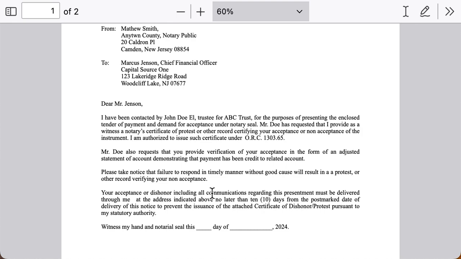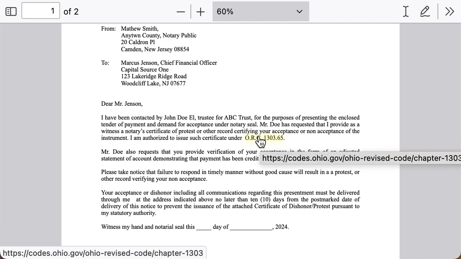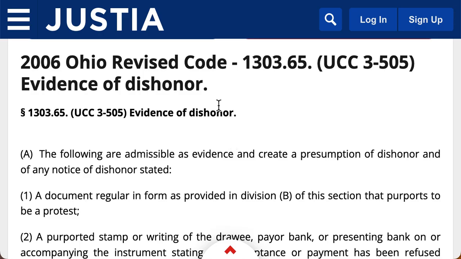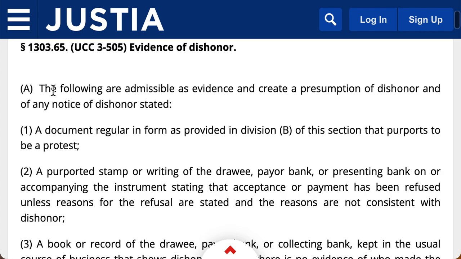Okay, so here, let's click this right here. This is Ohio. Same thing we looked at under UCC 3-505. They have it right here, Ohio Revised Code 1303.65. In your state, it's going to be something different. How would you find it? Google your state, commercial code, evidence of dishonor, notary protest, and it should come up. It's the equivalent to UCC 3-505. This pretty much says the same thing.